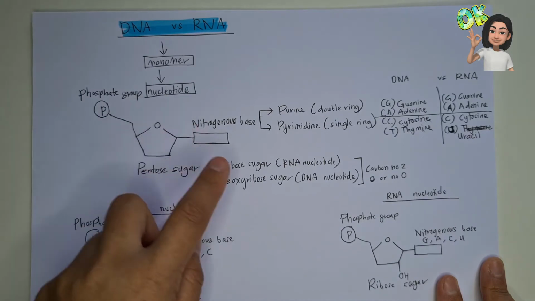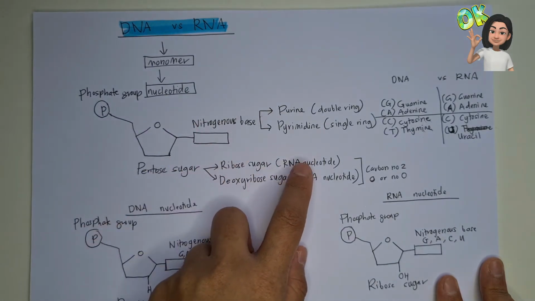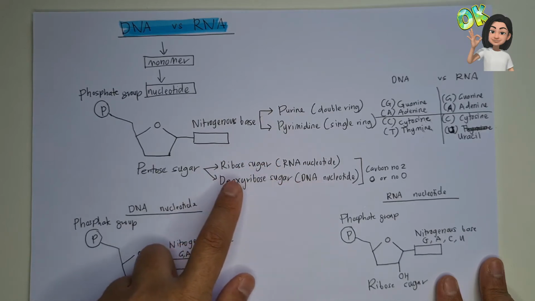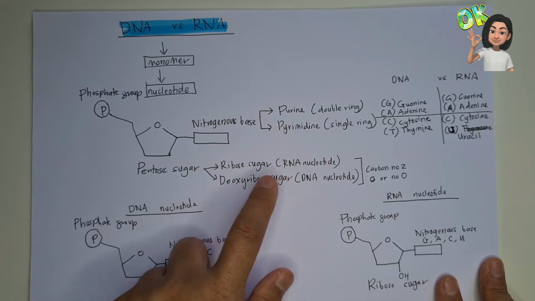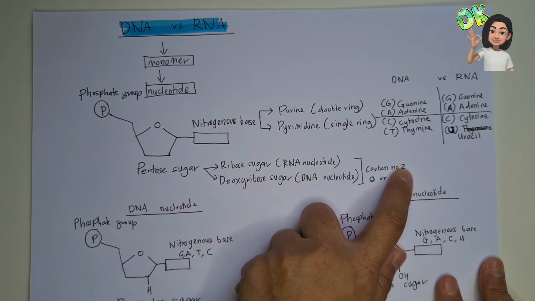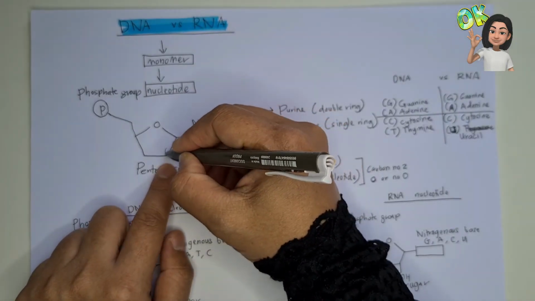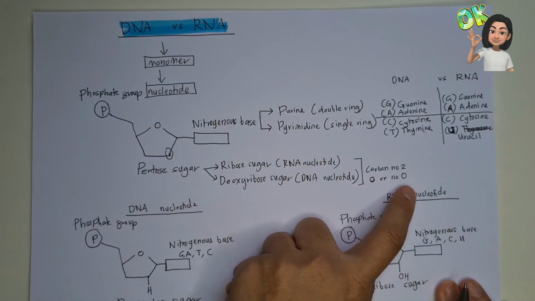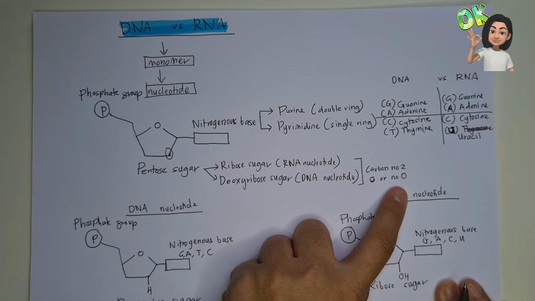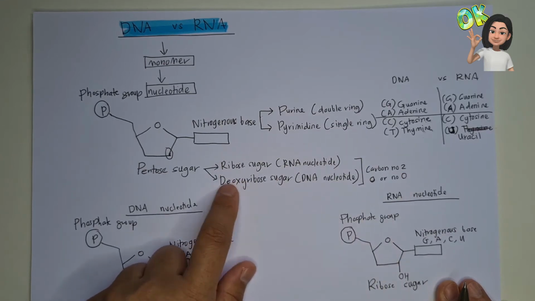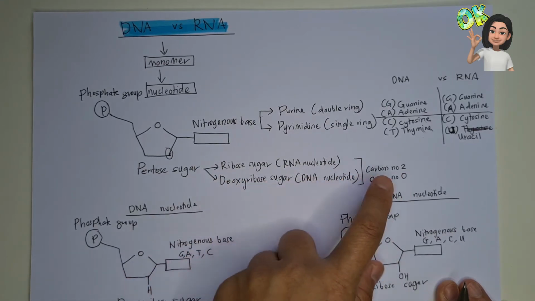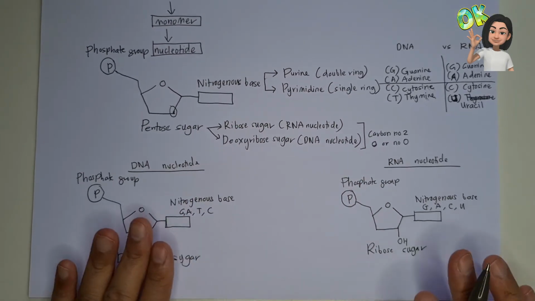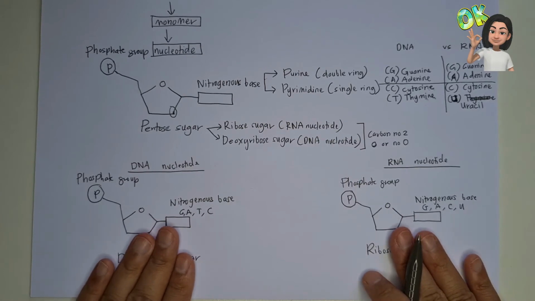And then pentose sugar ada 2 jenis. Kalau untuk RNA, kita panggil ribose sugar. Kalau untuk DNA, kita panggil deoxyribose sugar. Apa beza dia pada carbon number 2? Carbon number 2 is here. So carbon number 2 tu sama ada oksigen ataupun tanpa oksigen. Kalau dia tak ada oksigen, deoxy, without oxygen, dia adalah DNA. Kalau dia ada oksigen, dia adalah ribose sugar. So the specific example has been drawn here.